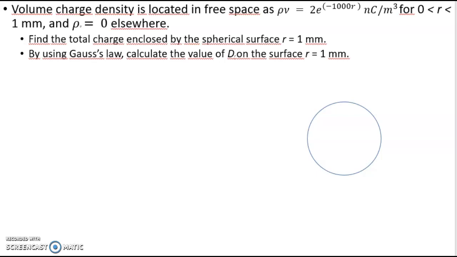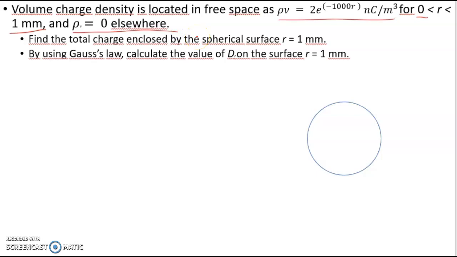Flux density homework, problem 3. Let's go to it. We've got a volume charge density located in free space. It's given as rho v, or volume charge density, equal to 2 times e to the minus 1000 r nanocoulombs per cubic meter, and it's contained for a radius that goes from 0 to 1 millimeter. We will have another charge density of 0 elsewhere.